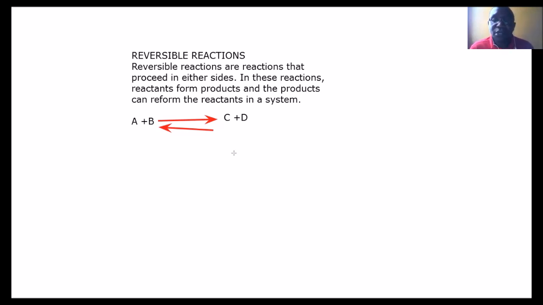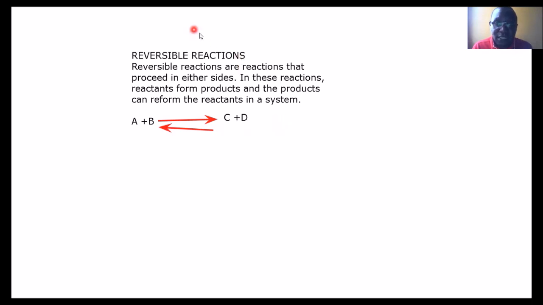The arrow that points from left to right indicates the forward reaction. So this one is indicating the forward reaction, a reaction that leads to production of C and D. The arrow that is pointing from right to left indicates the backward reaction, which now means in this case, it is like we have two chemical reactions in one.